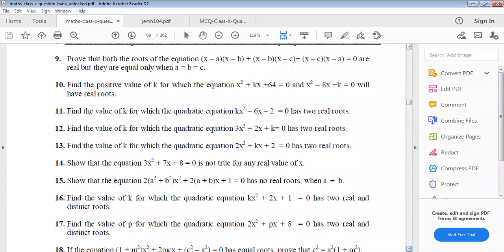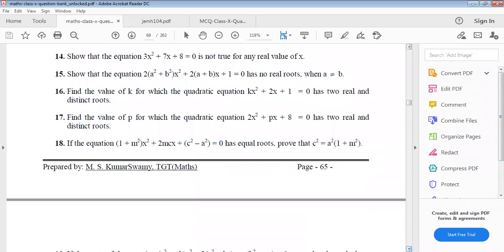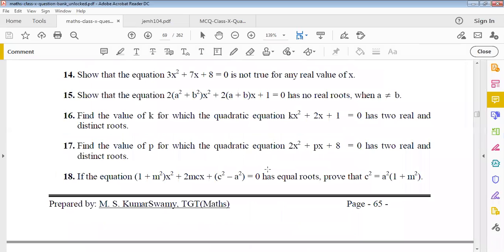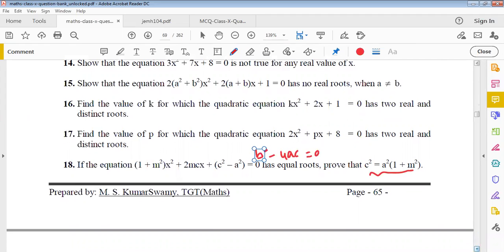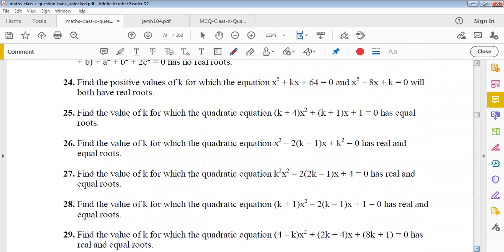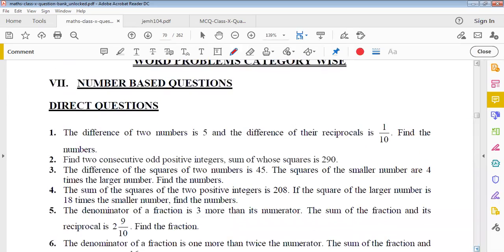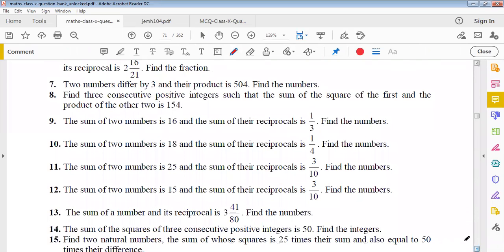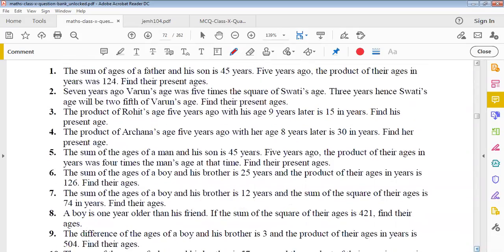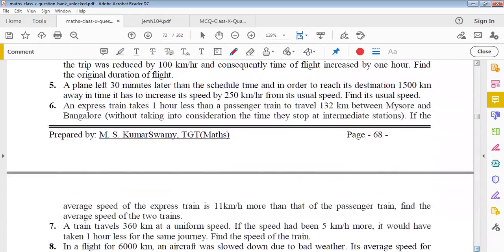Very good. So the questions are like this, ma. See, if the question has equal roots, the condition is what? Same thing. b square minus 4ac condition you have to apply, and try to simplify this one. See, numerator, denominator, this type of questions we have solved. Previously we have solved the 2-digit number problems, all this we have solved. The problems on speed and distance also.